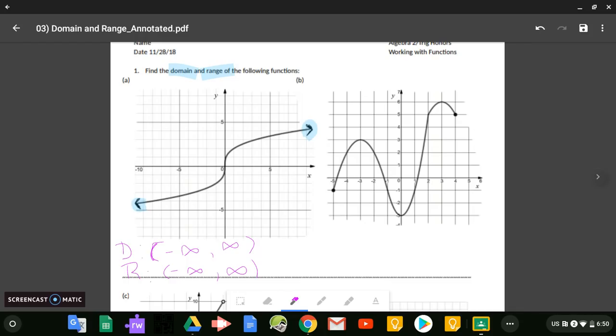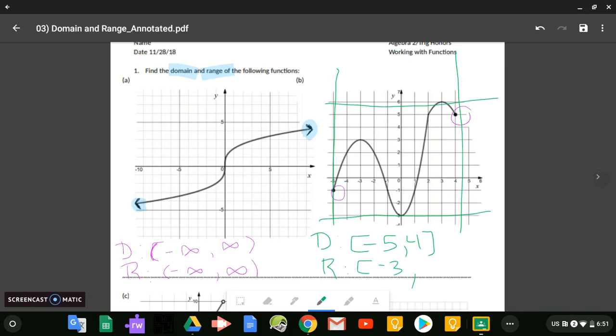When we look at question B, we're going to notice there's endpoints. So these endpoints mean that the function stops here. So here, when we look at our x values, our domain is going to stretch from -5 up to +4. Our range, if we box this out, the lowest it goes is -3, and the tallest it grows is +6.